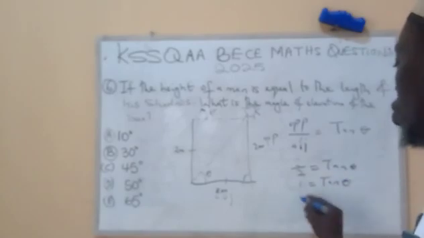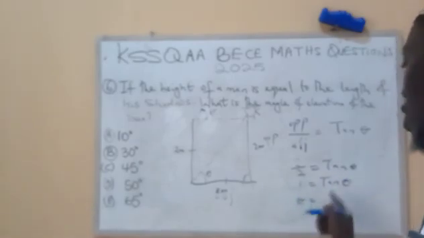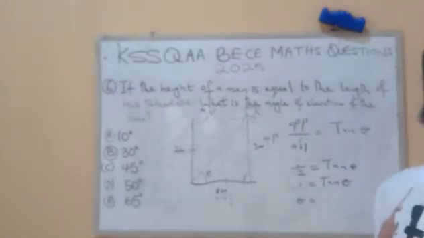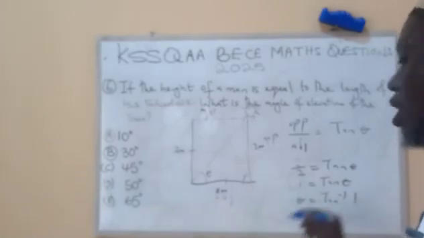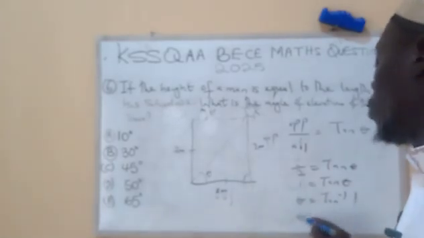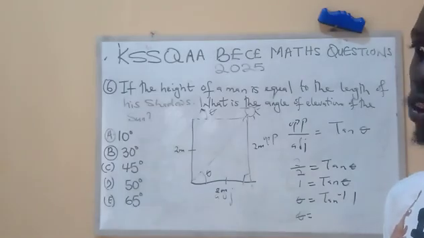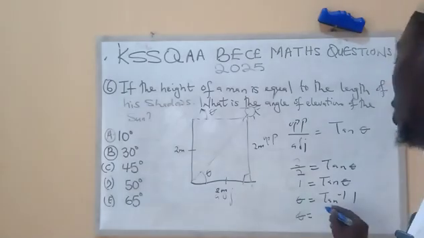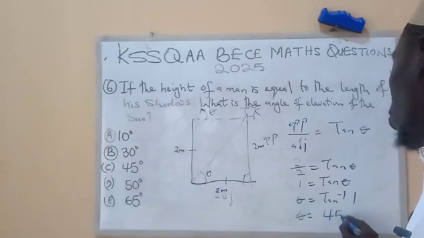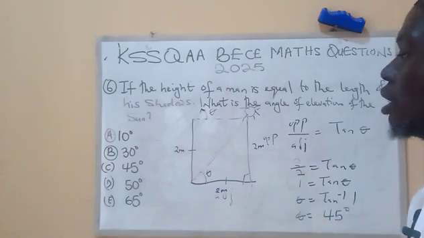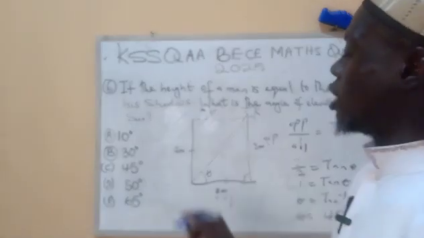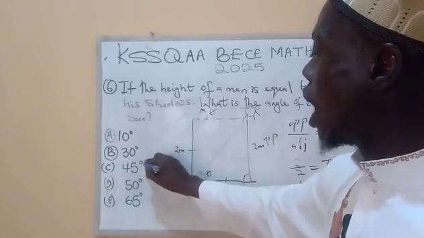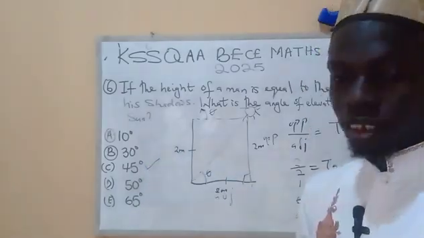Which is called tan theta. So for us to get the theta, this tan will cross the equal sign, and it turns to inverse of tan 1. And inverse of tan 1, if you press your calculator or you use your 4-figure table, will be 45 degrees. And that lets us know that option C is the answer to this question number 6.